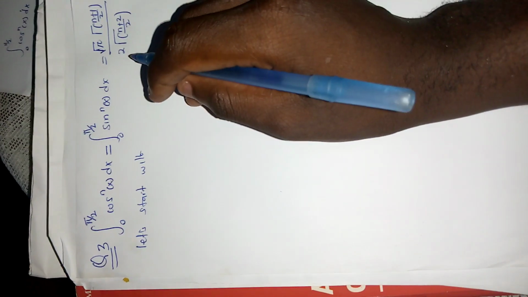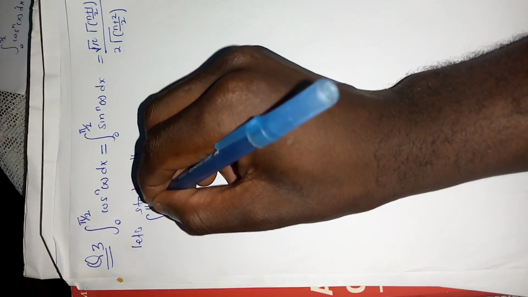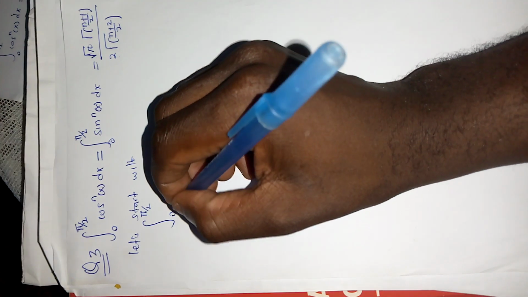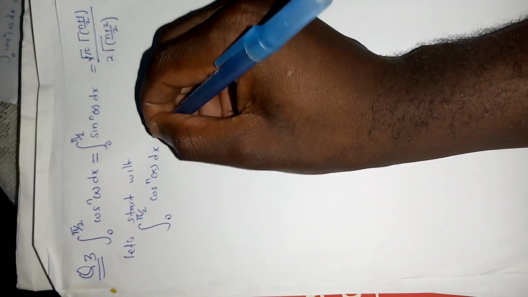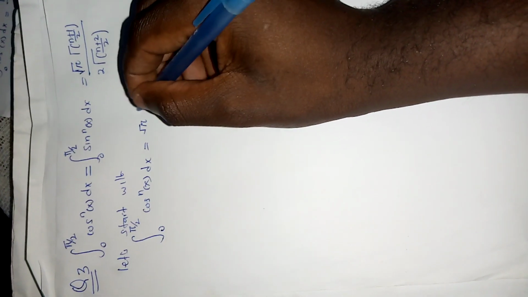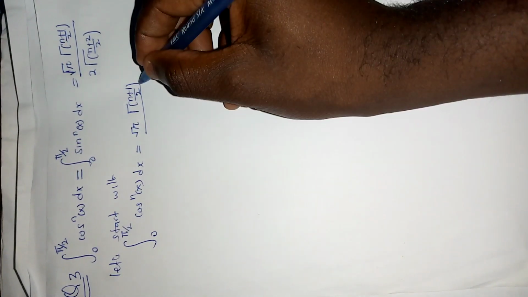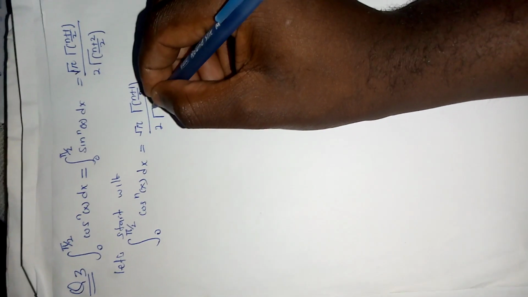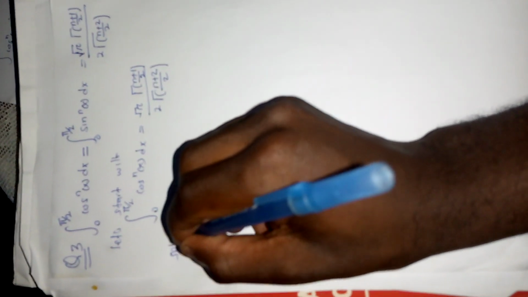So let's start with the cosine part. Let's start with proving this: the integral from 0 to pi by 2 of cos power n of x dx is equal to root of pi gamma of (n plus 1) over 2, over 2 gamma of (n plus 2) over 2. So we start with our solution.